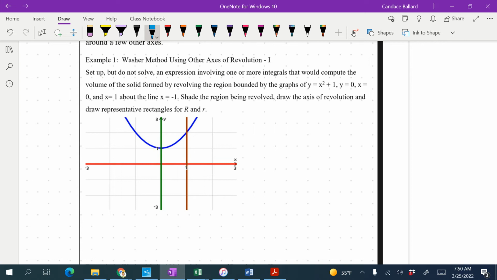volume of the solid formed by revolving the region bounded by the graphs of y equals x squared plus 1, which they've already drawn for us, y equals 0, which is the red line, x equals 0, which is the green line, and x equals 1, which is the brown line. But we're supposed to be going about the line x equals -1, which is right here, is the axis of revolution. The area we're revolving is bounded by all of these lines.